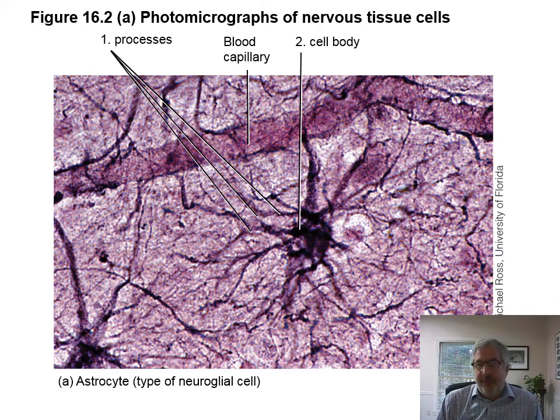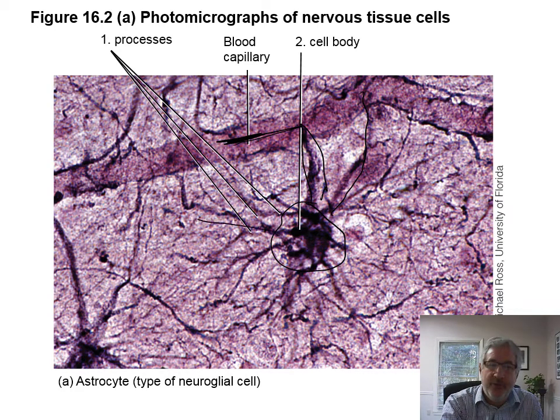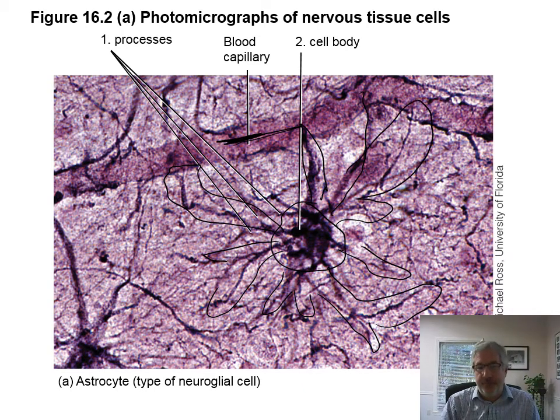Here's another photomicrograph of an astrocyte. You have your blood capillary up here, and the cell body of the astrocyte here, and they have these processes going up here and grabbing onto the capillary, reaching out all over the place, trying to grab onto things, hold things in place, as well as help maintain the environment. I'm drawing around a lot of these processes sticking out off of the astrocyte. So anyway, next slide.